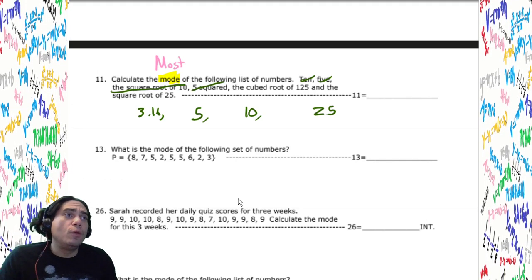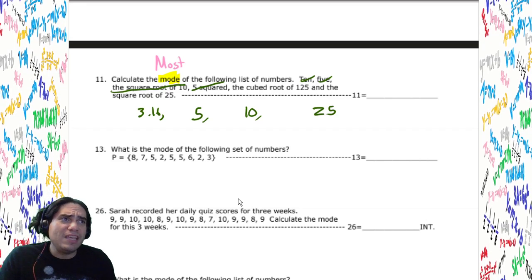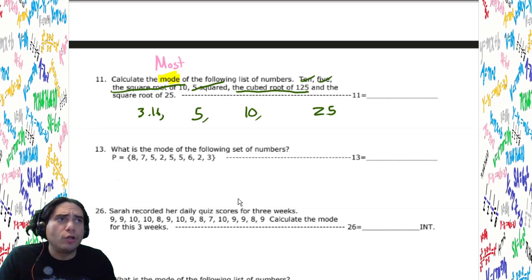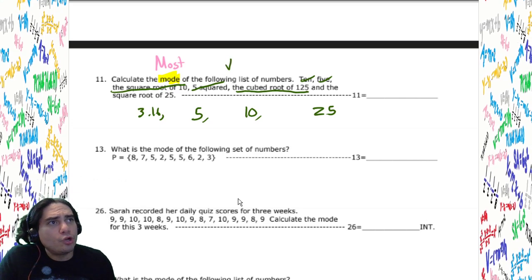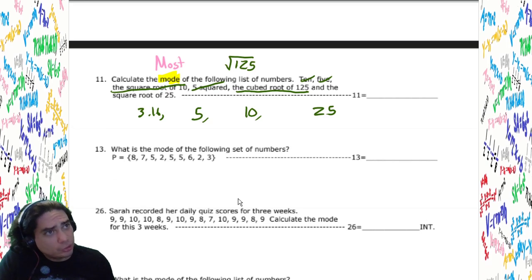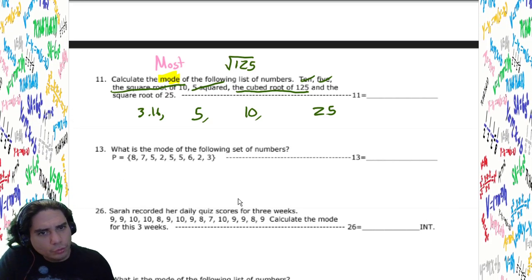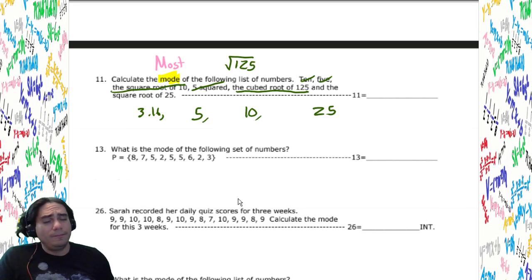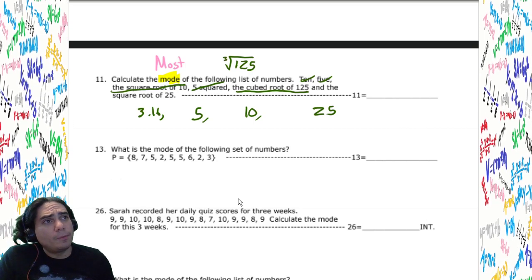The cube root of 125. Now, this one, I'm going to go ahead and write it out for you. Cube root of 125 is 125 inside of a radical, which is that little symbol I just wrote. Most people think it's a square root. And it would be if I did not put the number that belongs there.